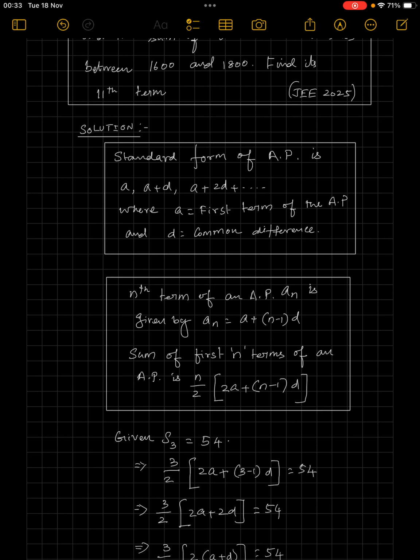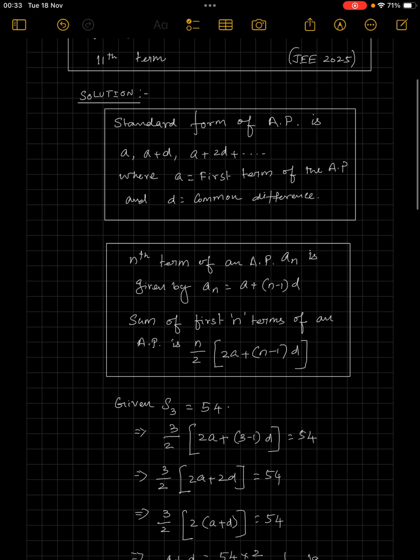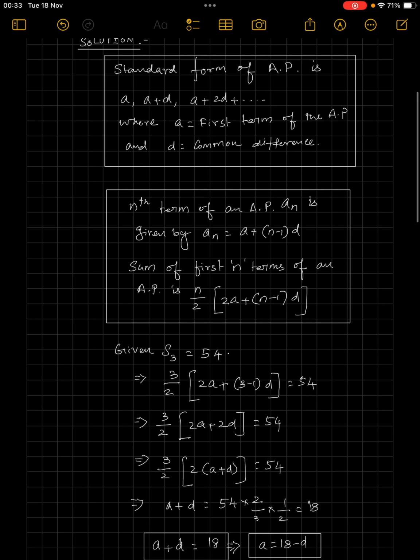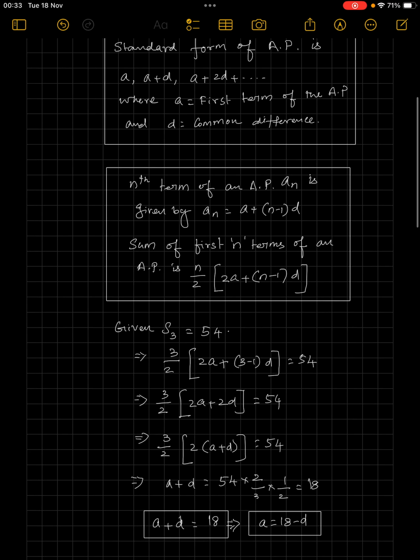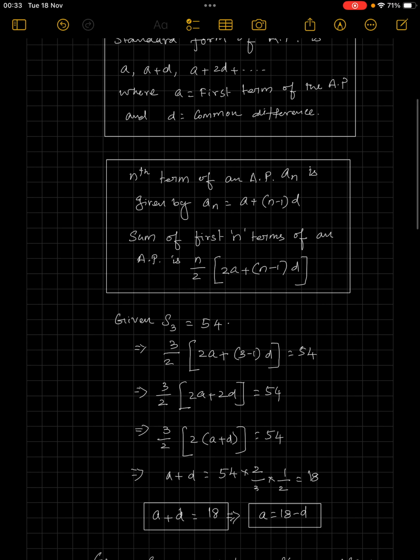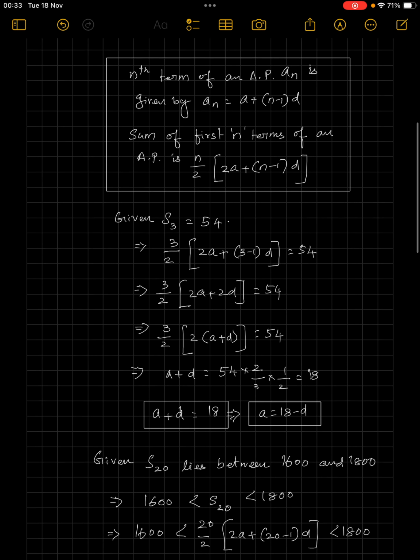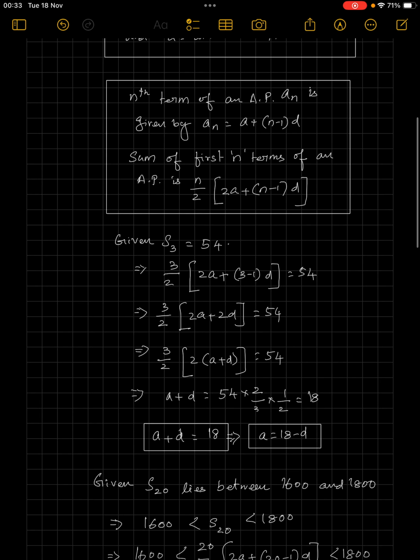Let's have a recap of AP. Just have a look at the screen. It need not be explained because it's a 10th class curriculum and all of us will be familiar with it. So the nth term is defined by a plus n minus 1 into d, and the sum of first n terms is defined by n by 2 into 2a plus n minus 1 into d. So all those things we know. Just a quick recap. And now we go to actually what has been given in the problem.